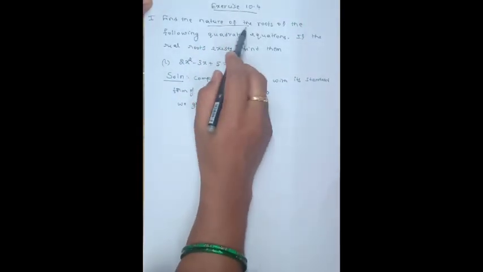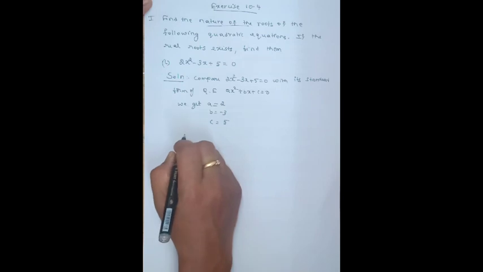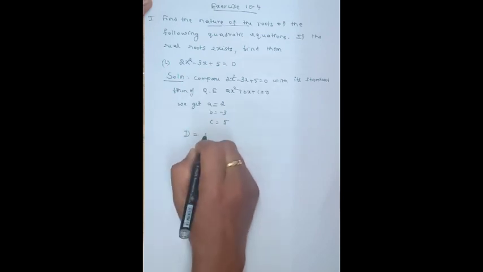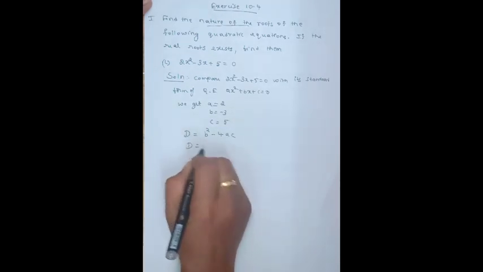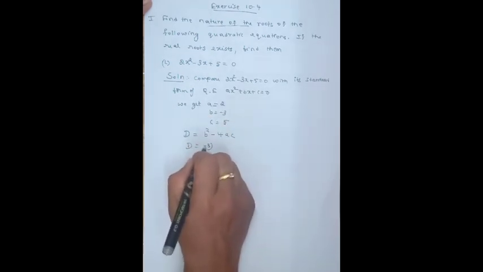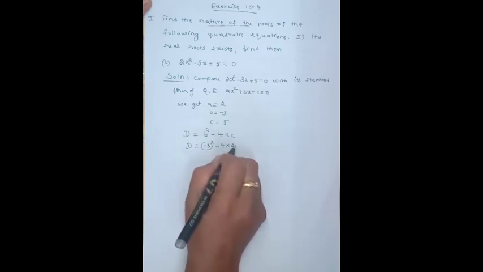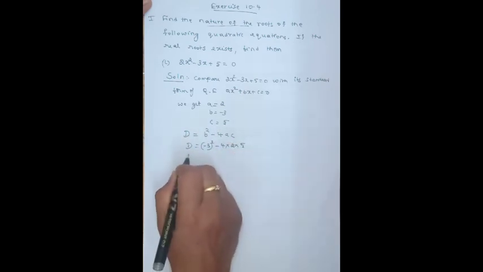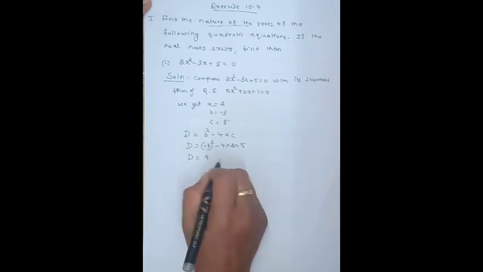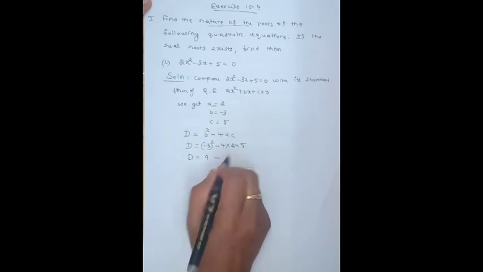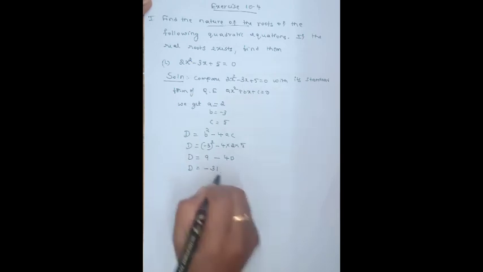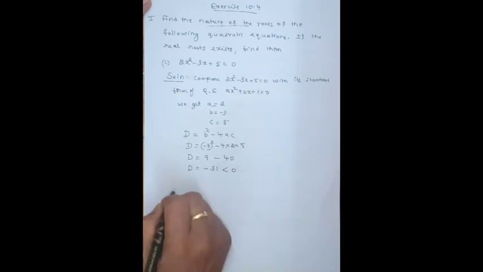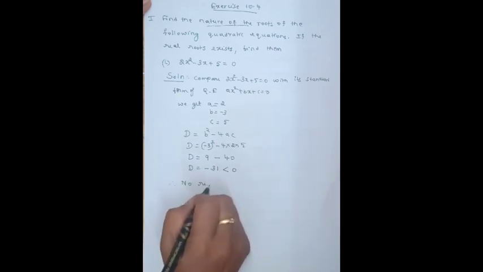To find the nature of the roots, we need to find out its discriminant value, that is discriminant value b square minus 4ac. So D is equal to b value is minus 3 whole square minus 4 into 2 into c value is 5. So discriminant value is 9 minus 4 into 2 into 5 is 40. So discriminant value is minus 31. So it is less than 0. So therefore, no real roots exist.